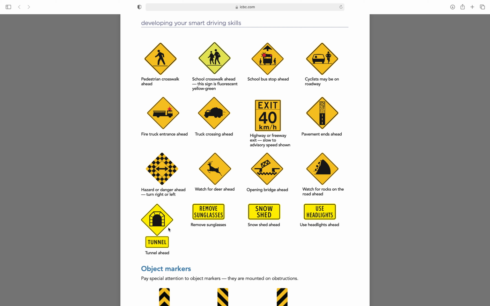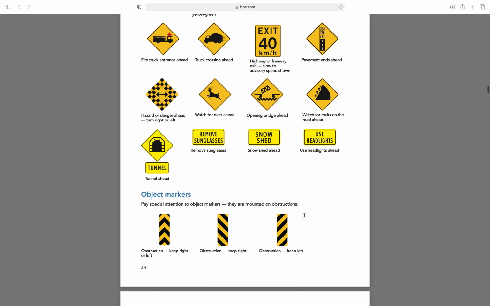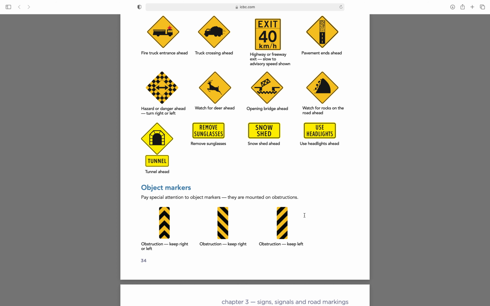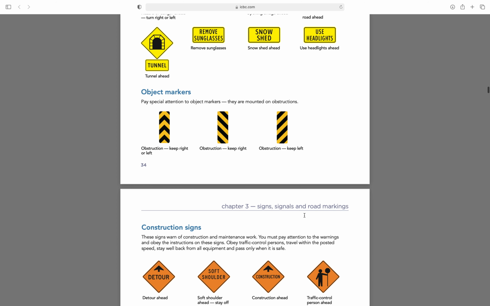Tunnel ahead. This one always comes with the remove sunglasses because when you're in a tunnel, you cannot see because it's so dark. And you want to use your headlights in the tunnels as well. It just reminds you, right? As a driver, sometimes you forget, and these signs are just here to help you.